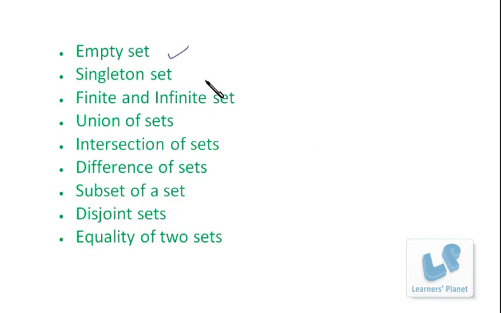Next is the singleton set. That means a set in which only a single element is there. Suppose there are 4 members in a family: father, mother, a son and a daughter, right? So this is a family. Now, if I ask about a married woman in the family, then there will be a single element, that is mother, right? So it's a singleton set.